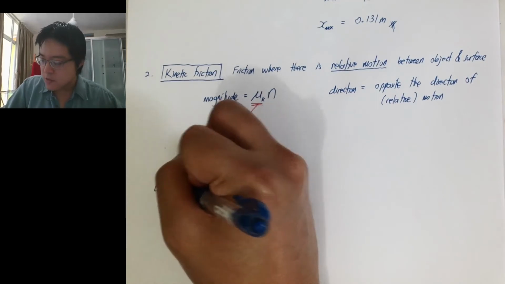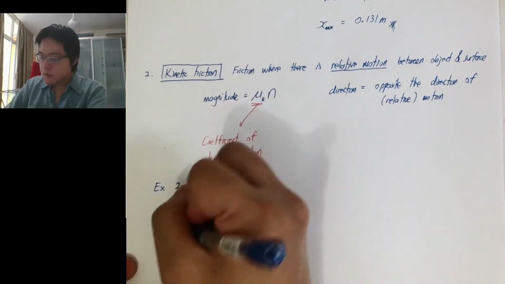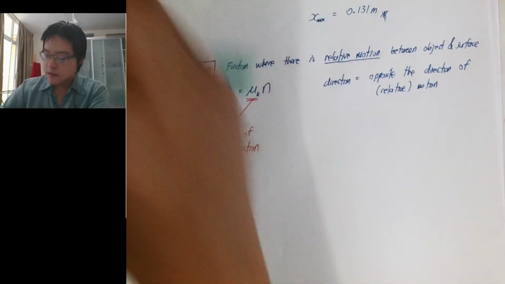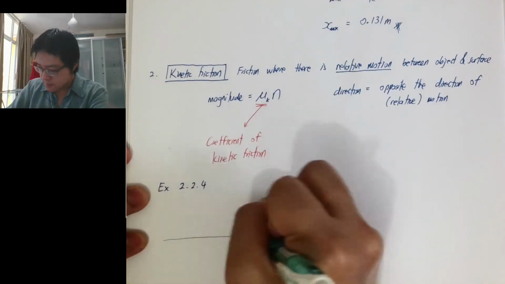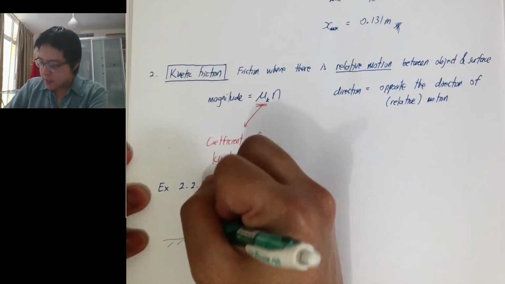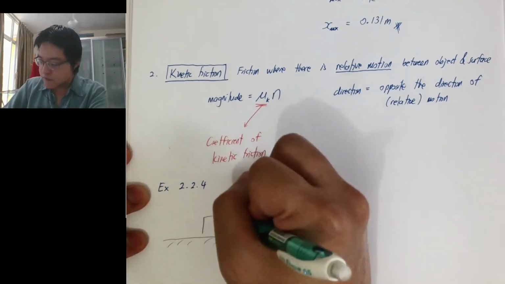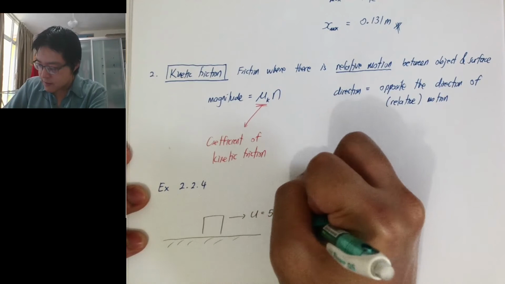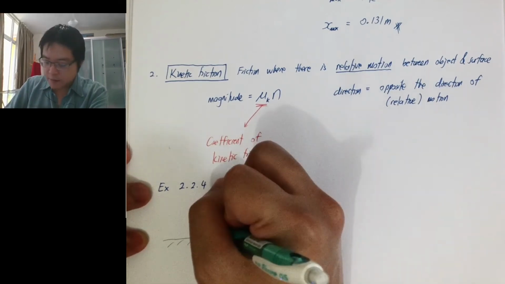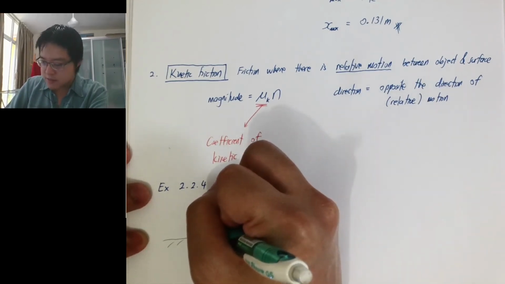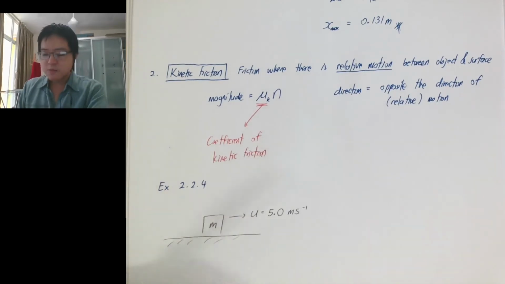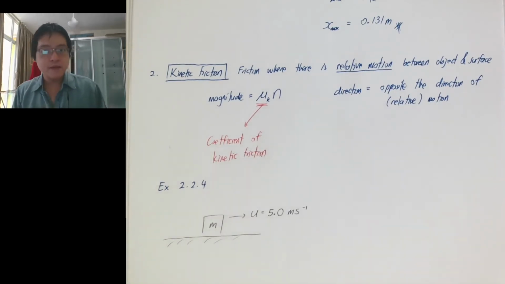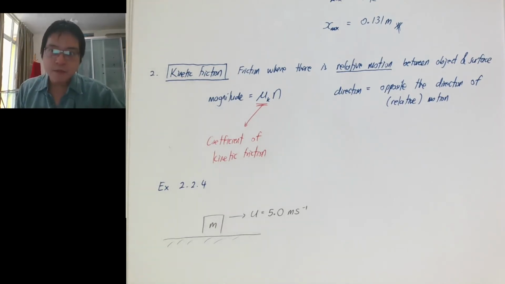So this is example 2.2.4. I have a rough surface and a box that is thrown forward initially at 5 meters per second. The mass is 1 kg, so let's put this as m first. I want to find out the time it takes to slow down, so I want to calculate the time.